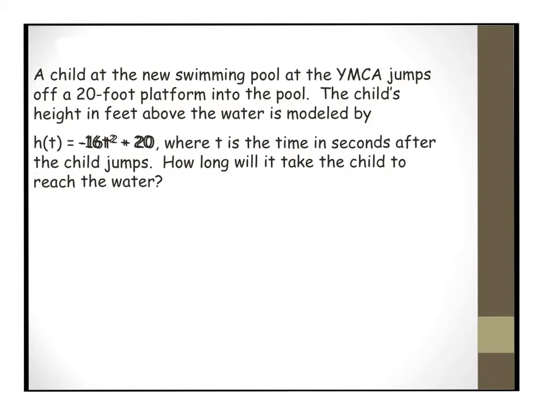So the height is determined based on how long the child is in the air after they've jumped off of this platform. And we have an equation that models this situation. So we have negative 16t squared plus 20. And we'll see here this negative in front tells us that this thing opens down. So I'm going to draw a quick picture. We know it's a parabola.